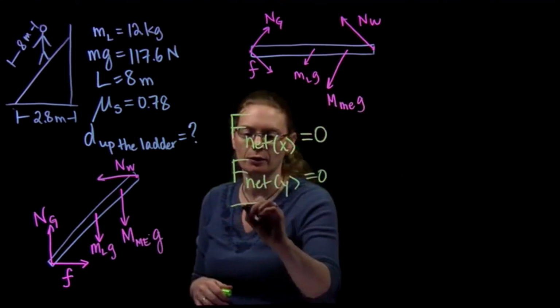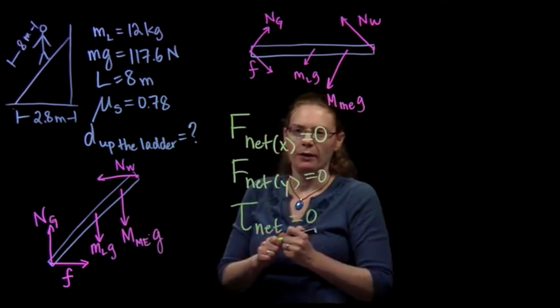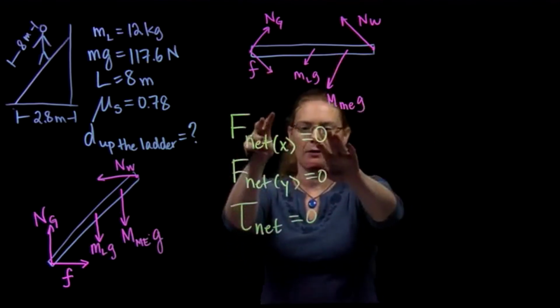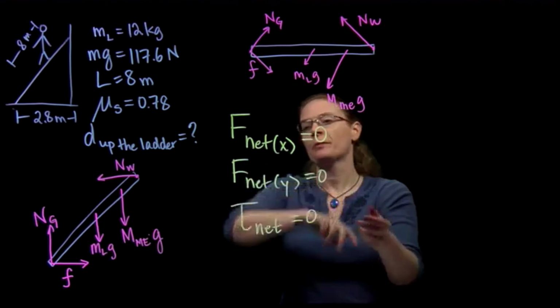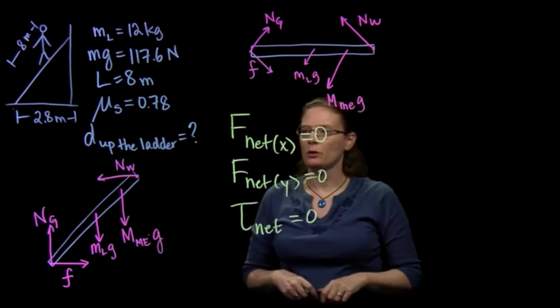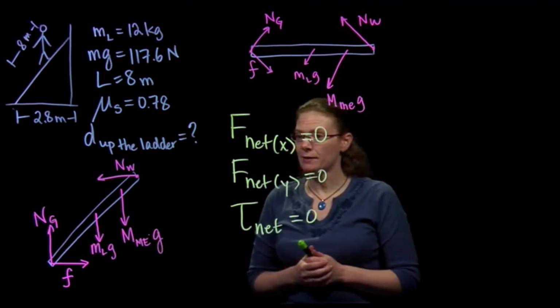And then here's our third one, our new one. The net torque has to equal 0. So these two mean it's not accelerating left, right, or up, down. This one, this new one, this torque, means it's not rotating at all. So these are the 3 conditions for equilibrium. And we're going to see if we can use these to solve the problem. Okay, so let's see.